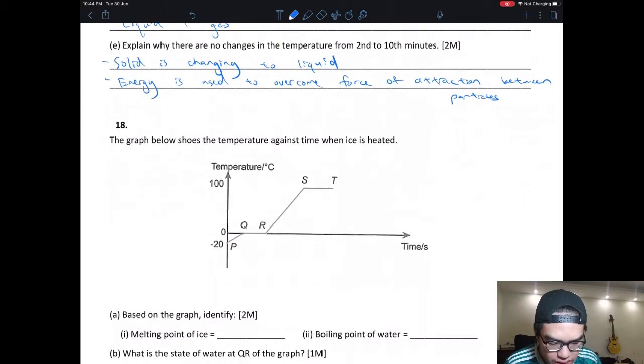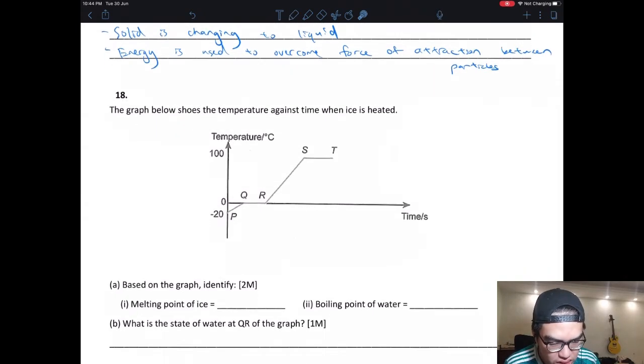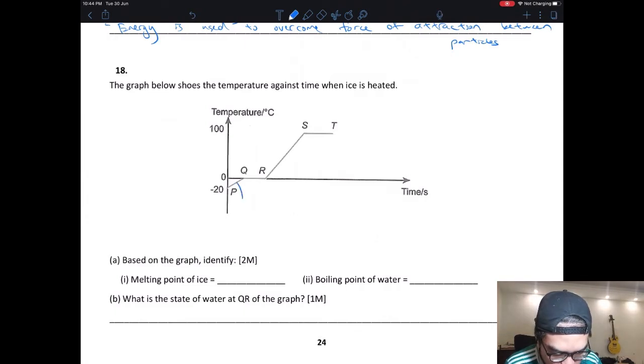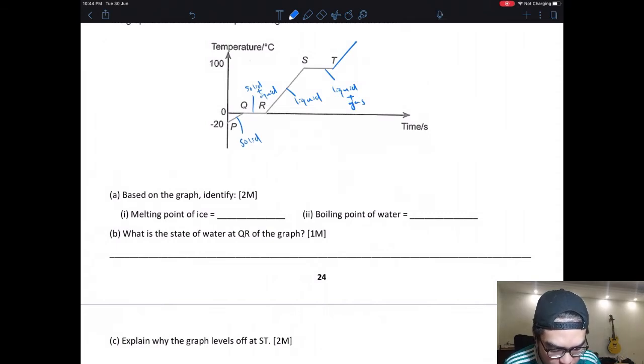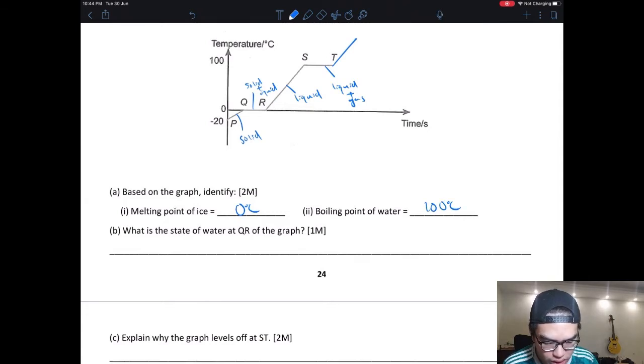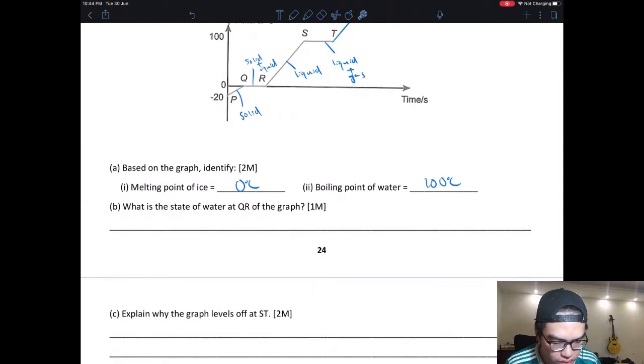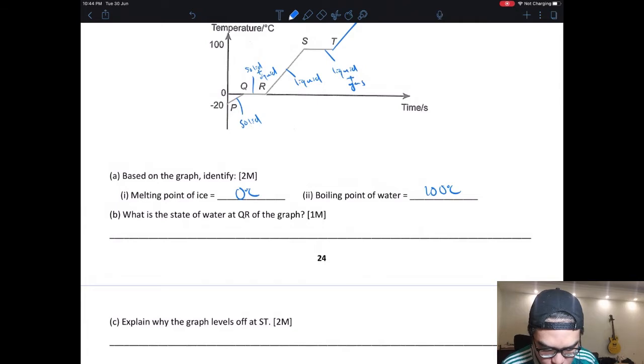Number 18. The graph shows the temperature against time in which ice is heated. We know this is solid, this is solid plus liquid, this is liquid, and this is liquid plus gas. They should have another line here, but they didn't draw it, no matter. Melting point of ice is 0, boiling point of water is 100. What is the state of water at QR of the graph? This is solid plus liquid.